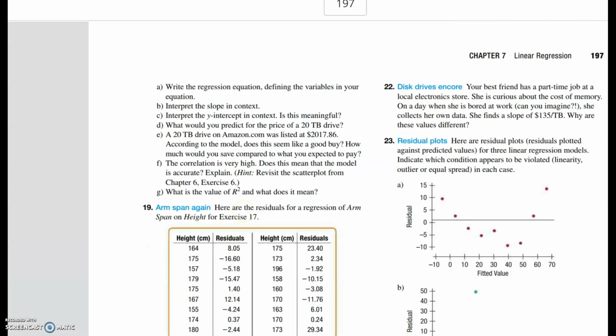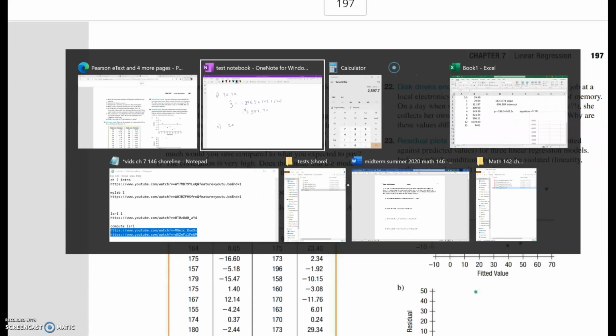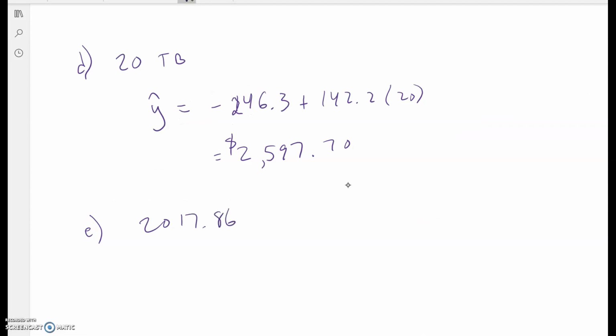Part E. Okay, a 20 terabyte drive on Amazon.com was $2017.86. According to the model, is that a good buy? How much would you save compared to what you expected to pay? Okay, so the price was $2017.86. The predicted price, 2,597. Yeah, that's a good deal. So you'd say, yes, it's a good deal.